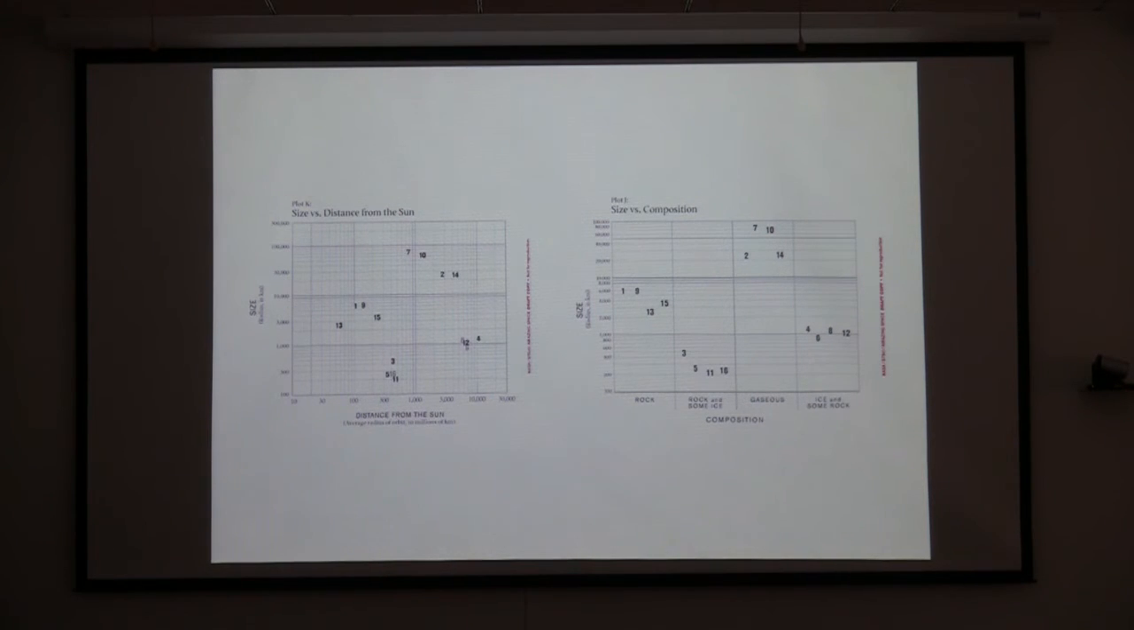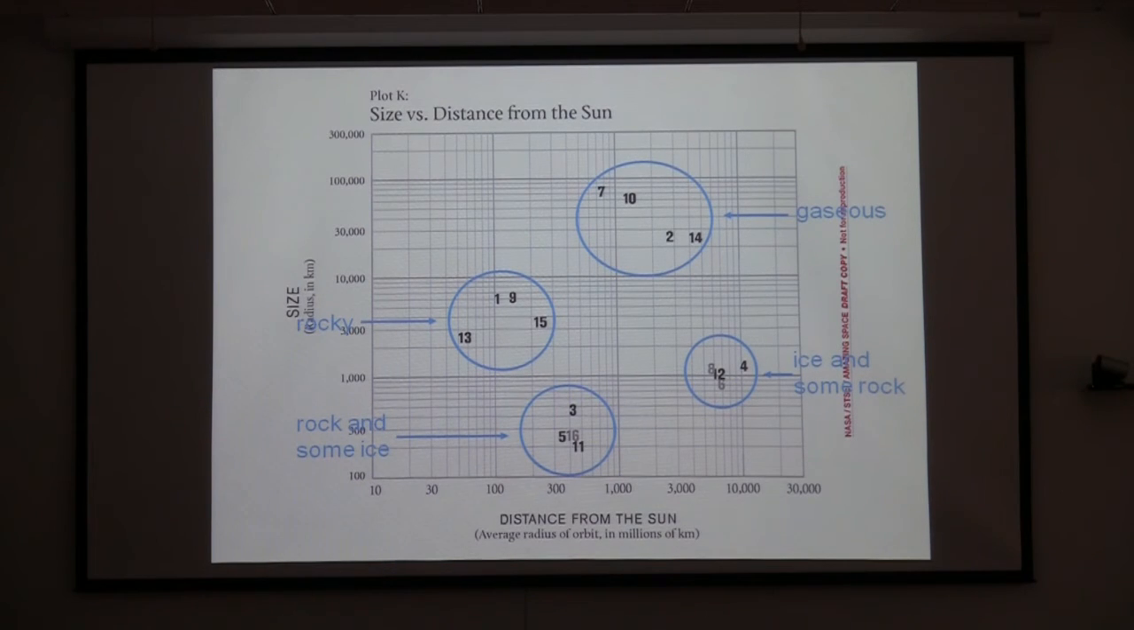So if I plotted plot K, I could circle these guys and say these are all gaseous. I could circle these guys and say they're all rocky. These guys are rock and some ice, and these are ice and some rock. What are we getting to here? Correlating composition with distance, with size. We're starting to do what we would call categorizing, classification, grouping of objects in the solar system.